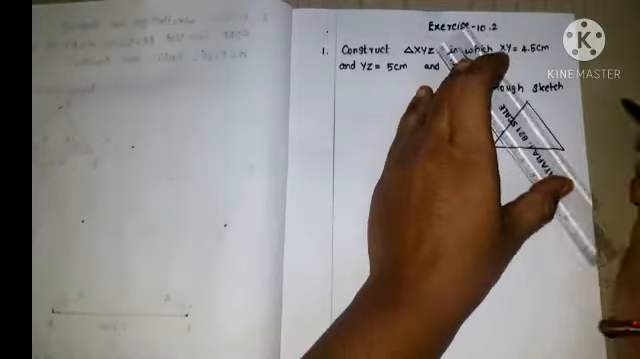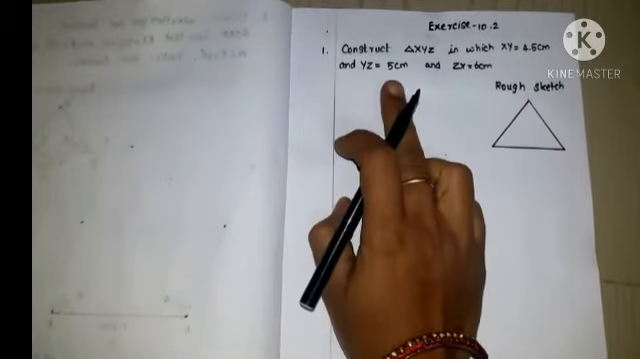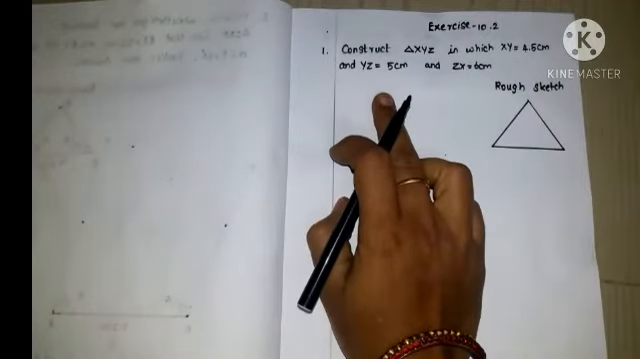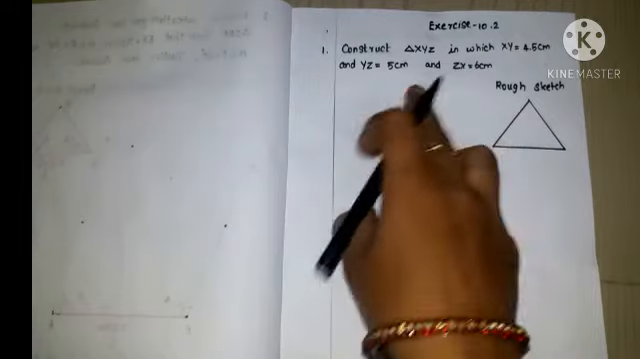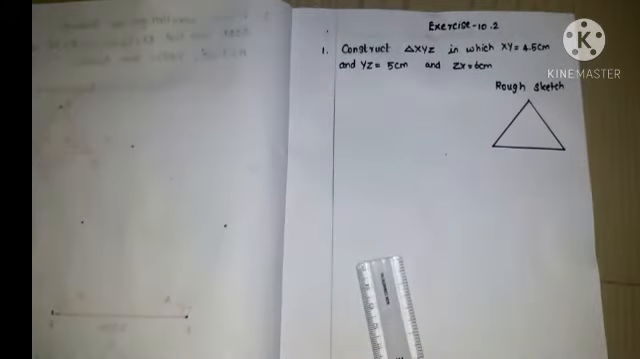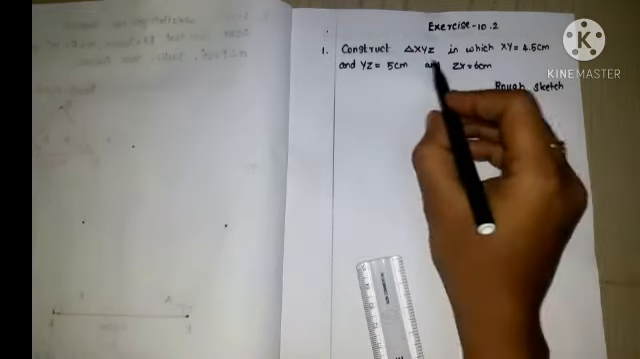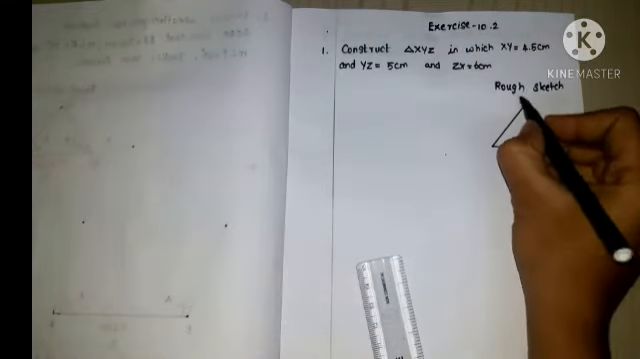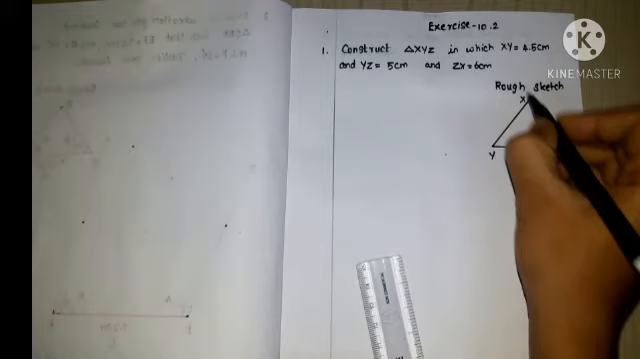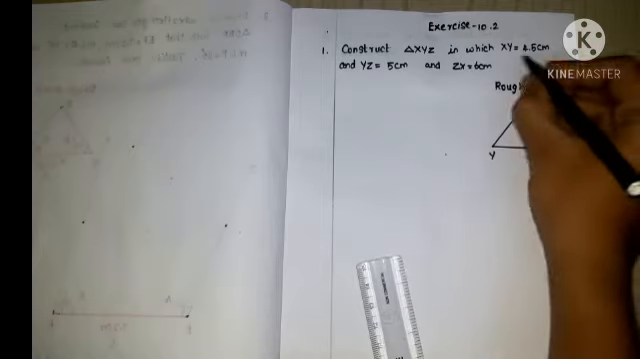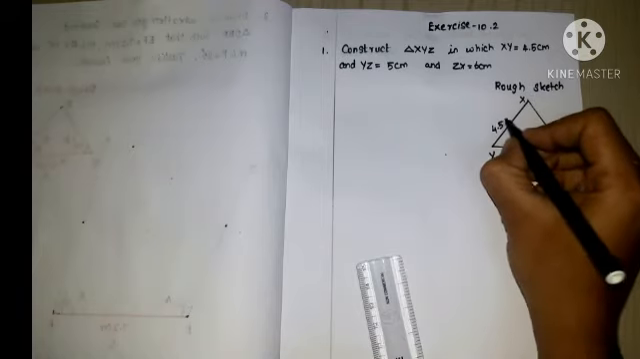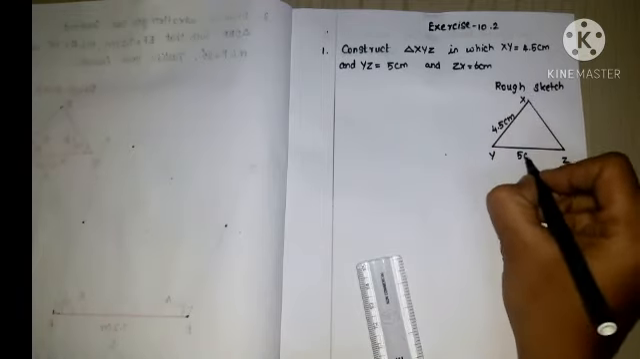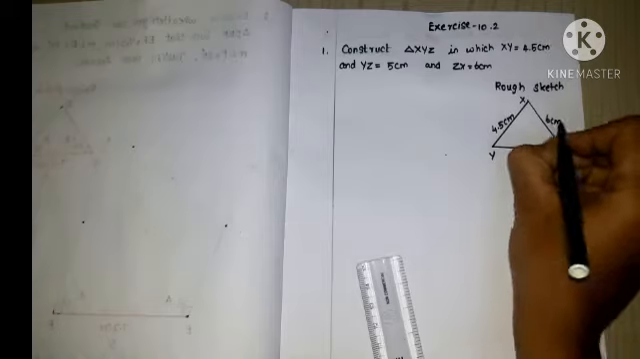Three sides are given, so we can use the triple S criterion. Triple S criterion means side, side, side. If three sides are given, we can construct a triangle XYZ. Now I have to name the triangle X, Y, Z and mark the measurements on it. XY is equal to 4.5 centimeter, and the other sides are 5 centimeter and 6 centimeter.